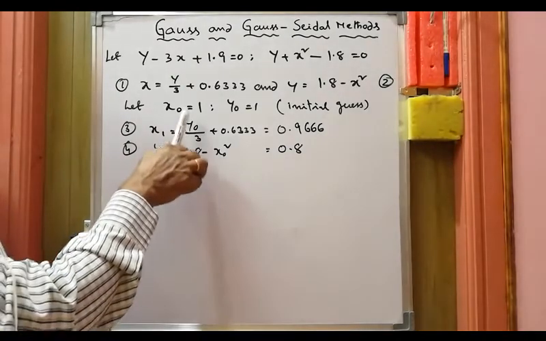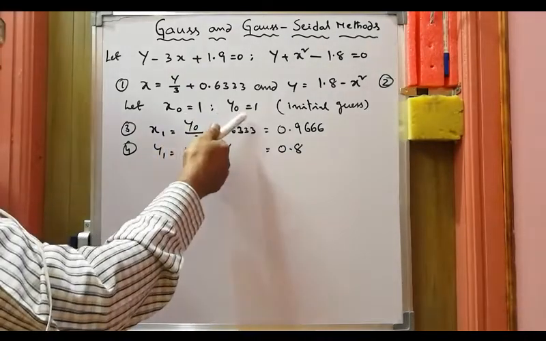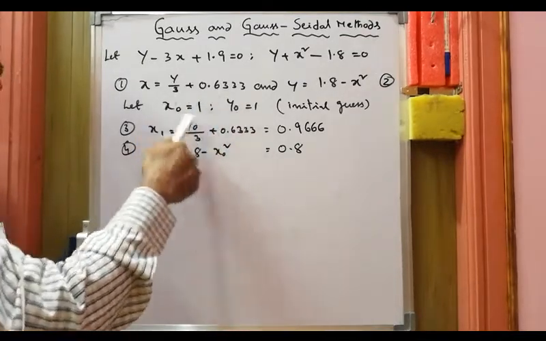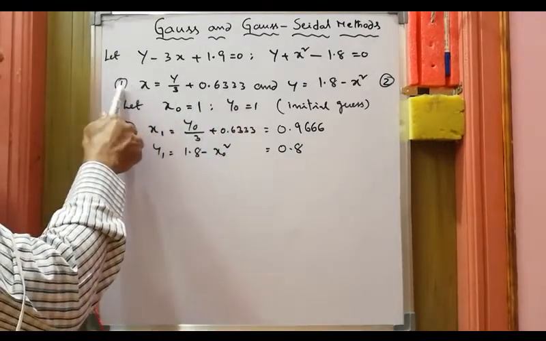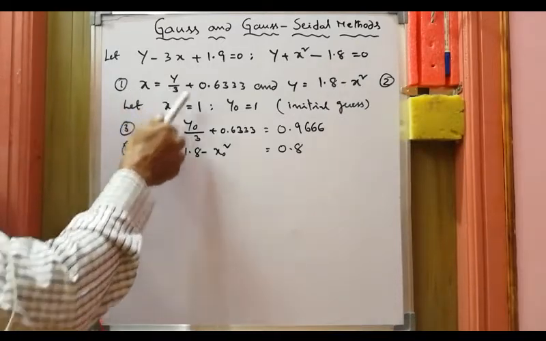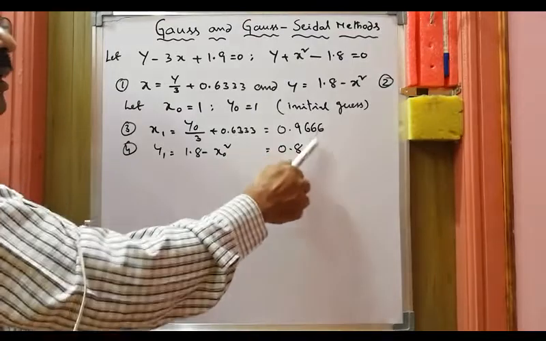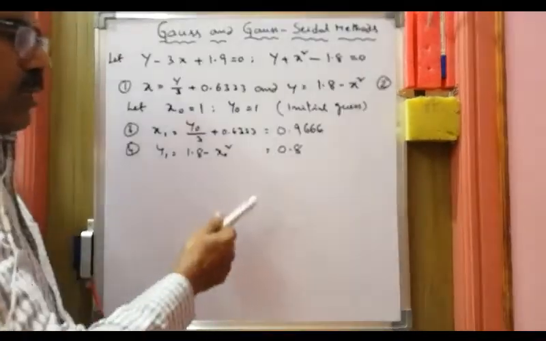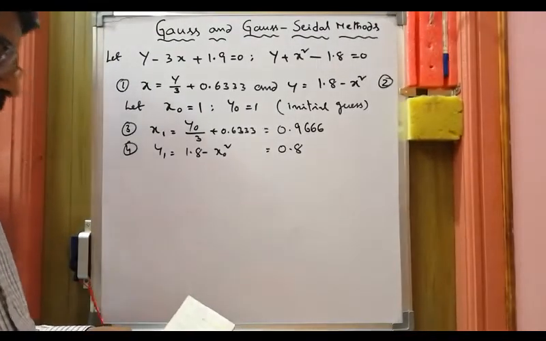So what we did is, initial values like x naught, y naught are assumed, and substituting, we update the first equation. So that becomes x1. x1 is y naught by 3 plus this, that is this. And y1, 1.8 minus x naught square. So that is going to be 0.8.